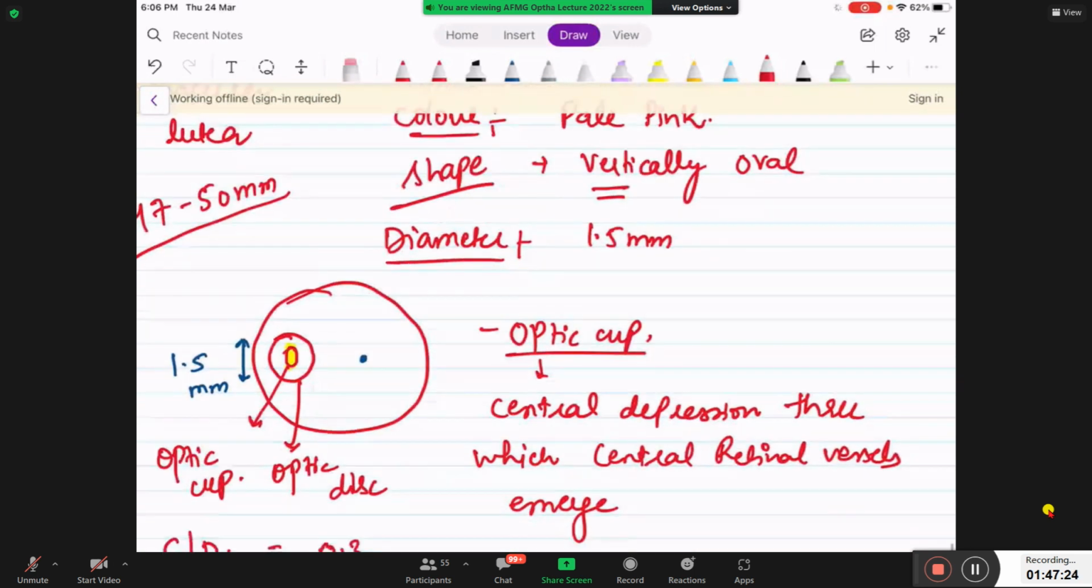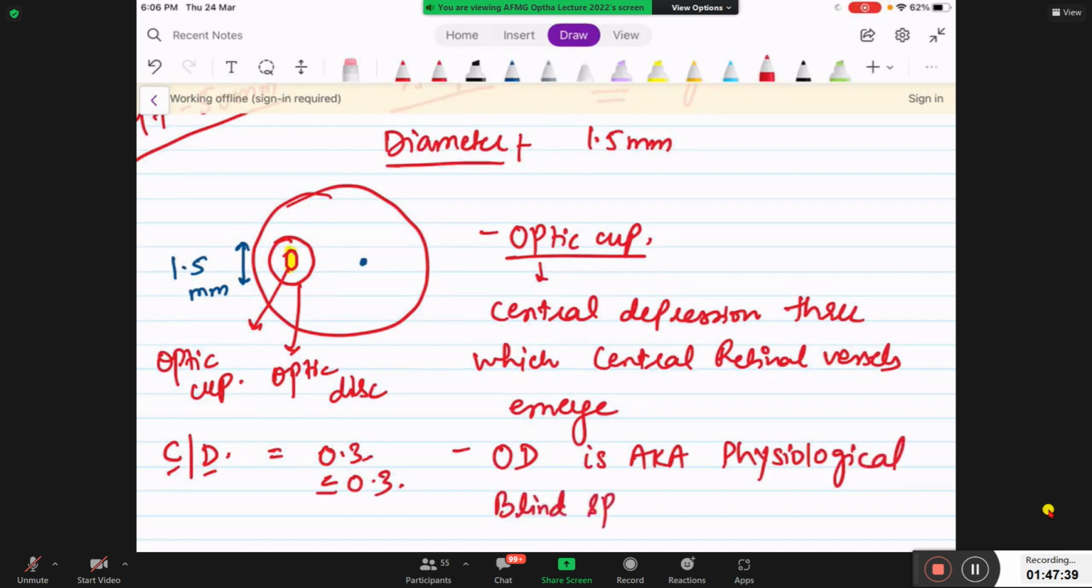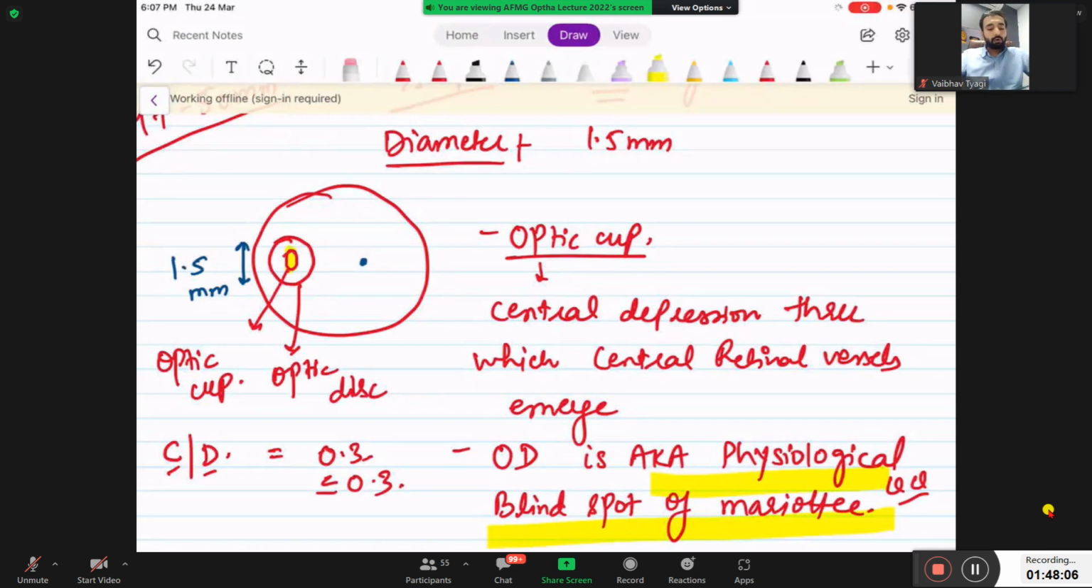Okay. Now OD is optic disc, right? OD is also known as the physiological blind spot of Mariotte. Important question. If they ask you which is the physiological blind spot of Mariotte, answer will be optic disc. Optic disc. Clear?